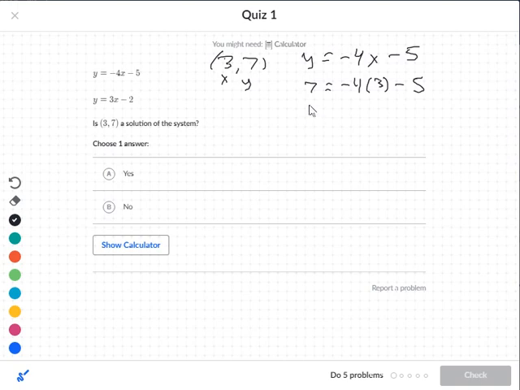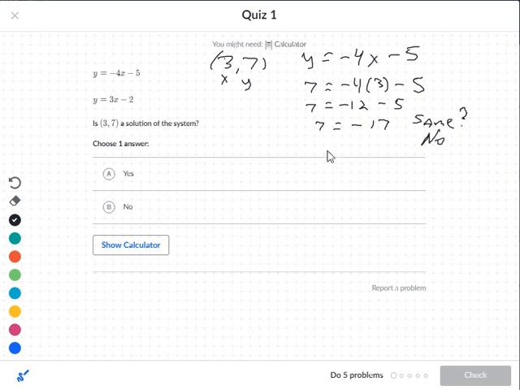So I'm going to go ahead and solve this down. I get negative 12 minus 5, so I get 7 is equal to negative 17. Notice you want to ask yourself the question: are they the same numbers? Is 7 and negative 17 the same? And you would say no.